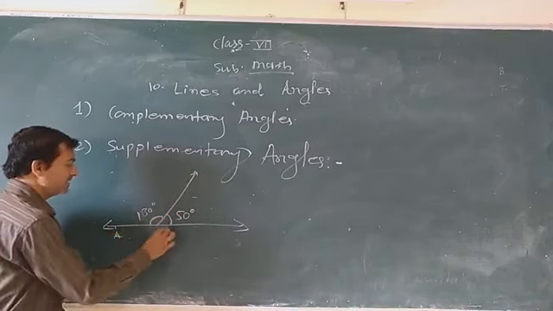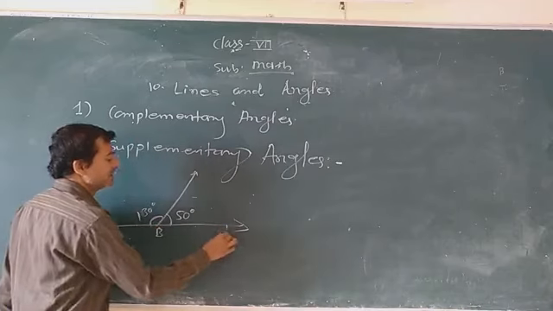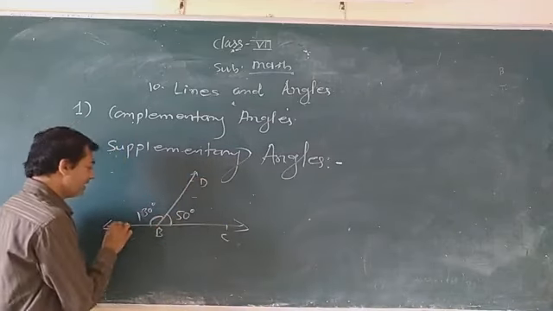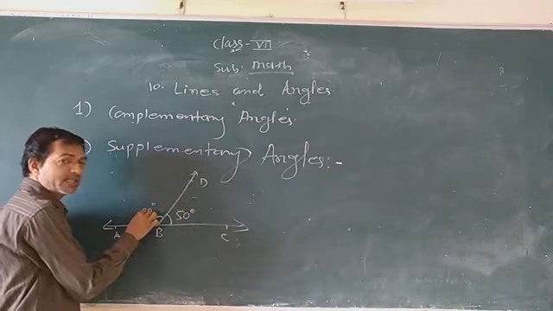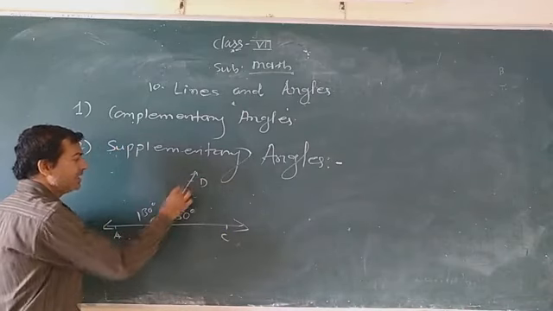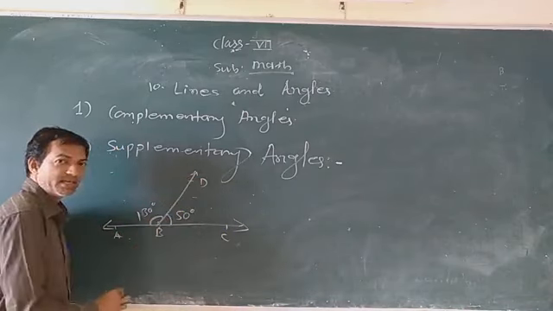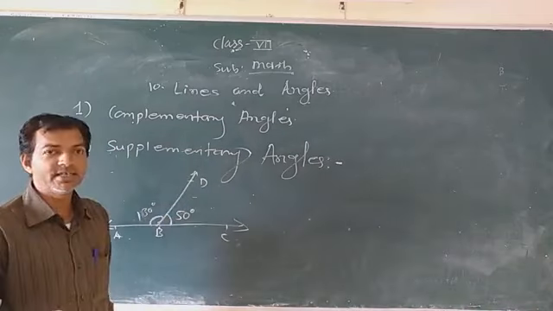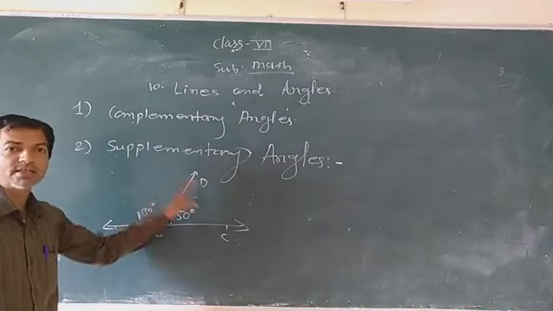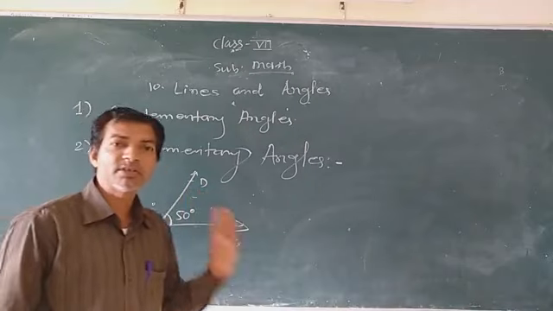Suppose this is A, this point is B, this is C, and this one is suppose D. Angle ABD is 130 degrees, and angle CBD or DBC is 50 degrees. The sum of these two angles is 180 degrees. So that's why we can say that these two angles are supplementary to each other, or supplementary angles.